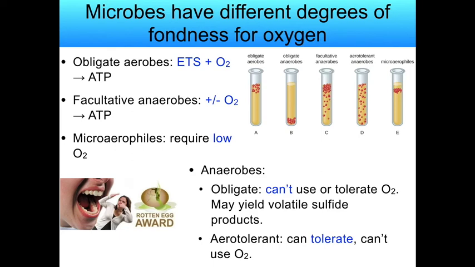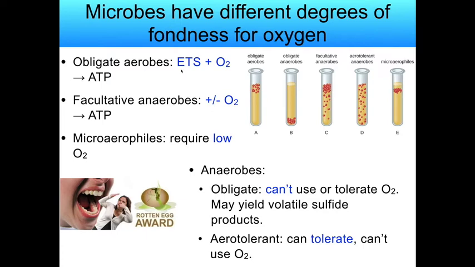Now on to a little bacterial physiology. So bacteria have different degrees of fondness for oxygen, and that actually determines where you'll find these organisms on your person. So organisms that are found in the gastrointestinal tract tend to be different from those on the surface of your skin. First of all, there's obligate aerobes.